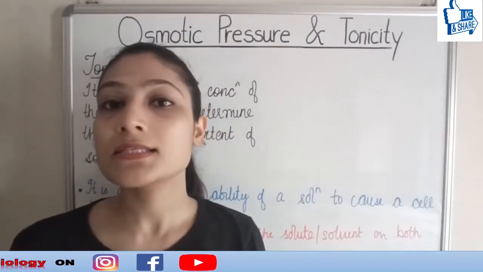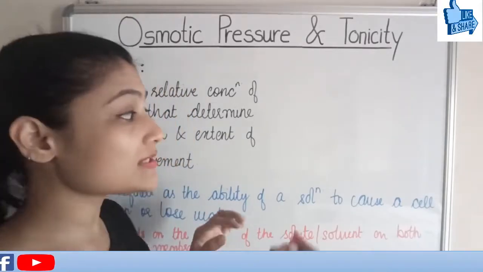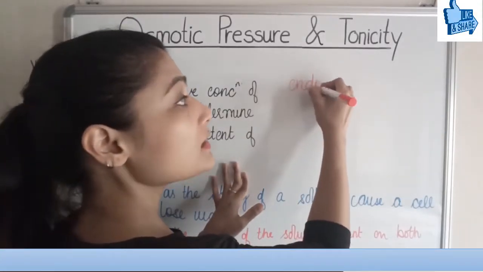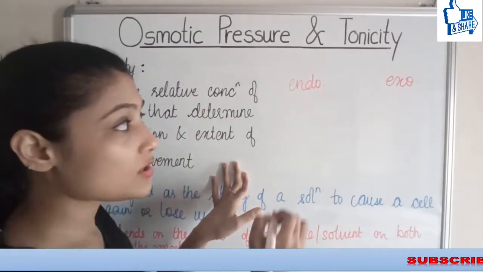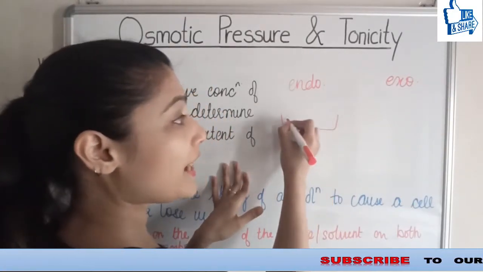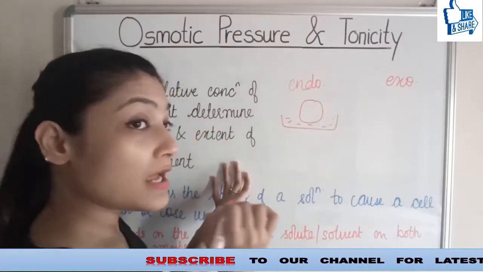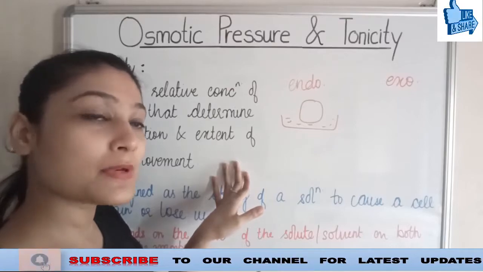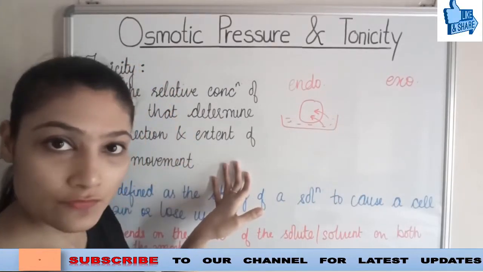Students, when we discussed osmosis, we discussed two terms. One was endoosmosis and the other one was exoosmosis. In endoosmosis, if this is a beaker and it has a certain solution and this is the cell, what was happening? There was movement of solvent inside of the cell.